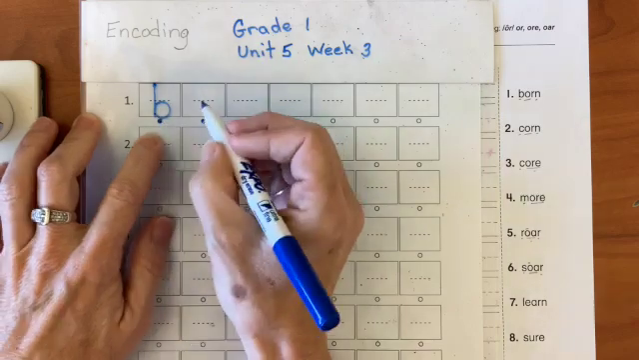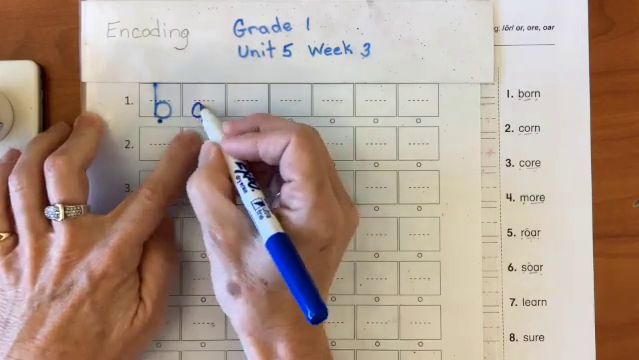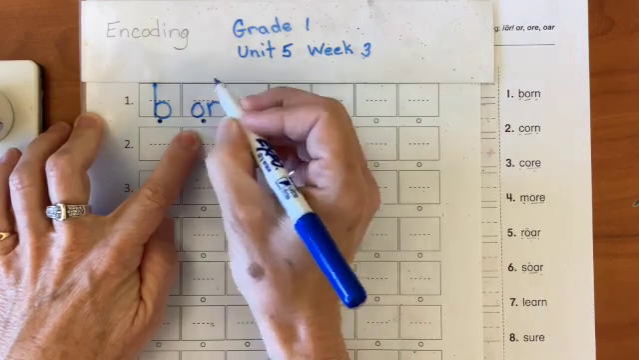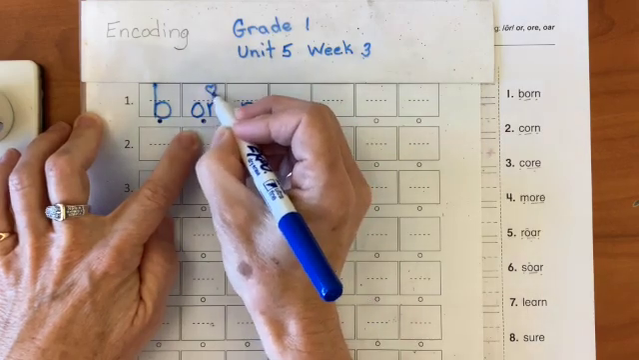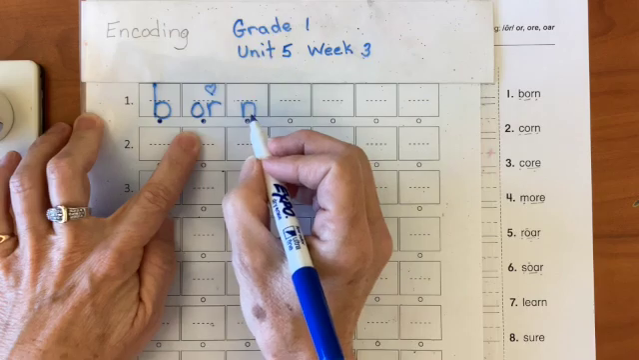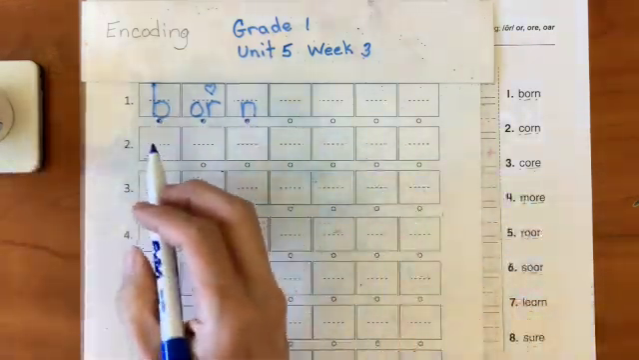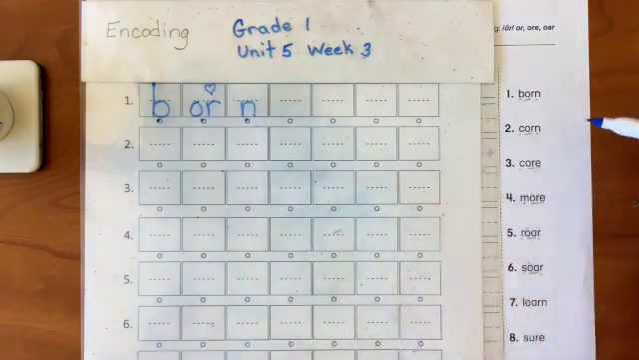Born, B, or, it's going to be O-R. N. So you're going to memorize this part by heart because you already know this sound, and when you hear this sound, you're always writing an N. So you already know a lot of the parts of that word.